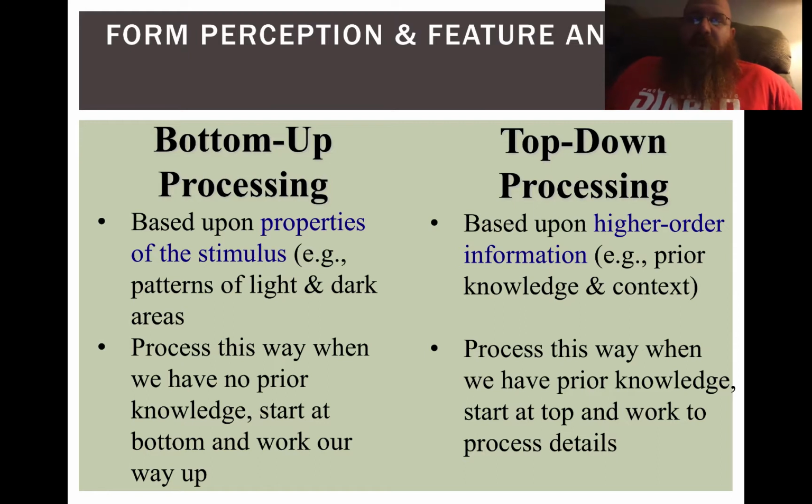Top down is based on higher order information. And we use this when we have prior knowledge or context. We start at the top and work to process the details. We're driving down the road and we get that tinge of a skunk. Well, our prior knowledge tells us that smell is a skunk. And so as we're thinking about that, we're having to decide, all right, is this something that was killed on the road? Is it something that maybe it's alive and sprayed something?